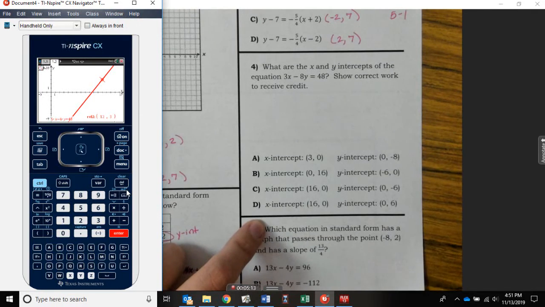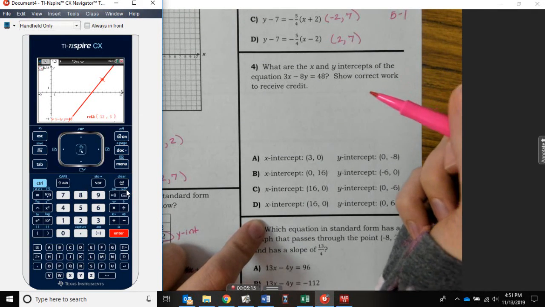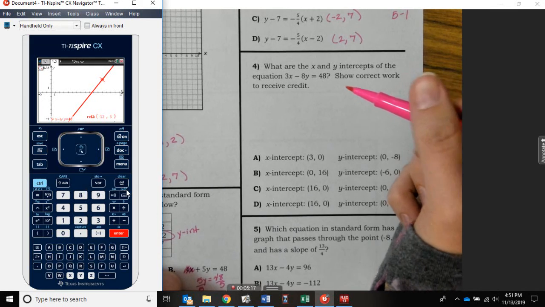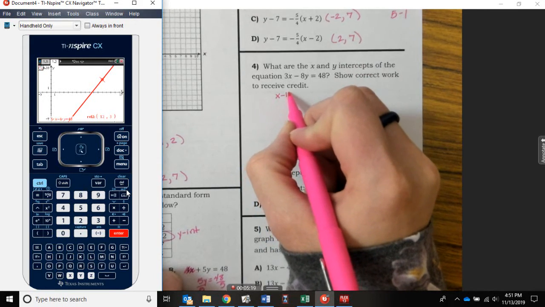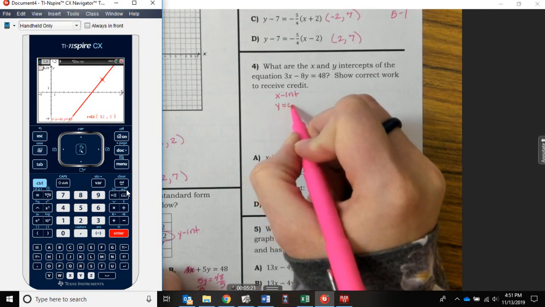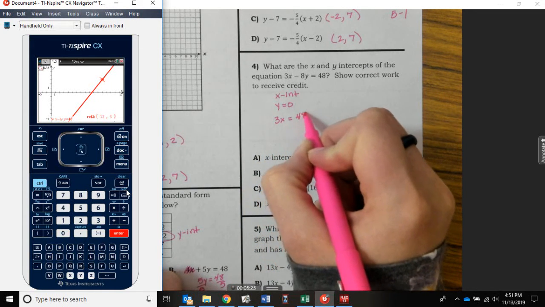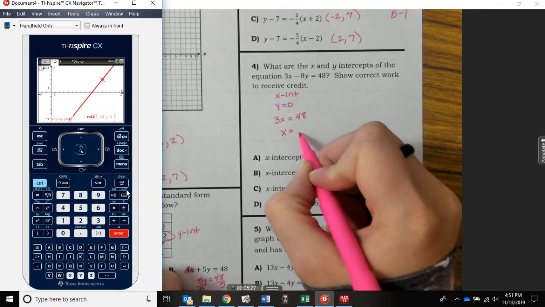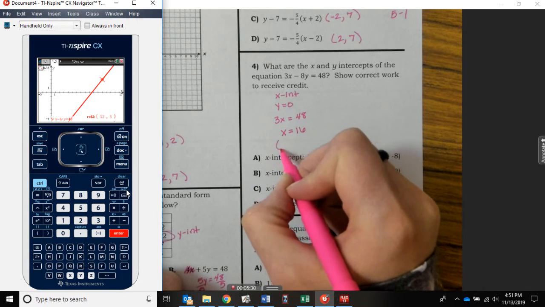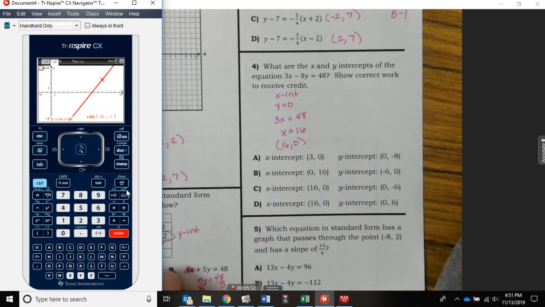Number 4. X and Y intercepts. This goes back to what I did at the end on number 2. If I want to find the x-intercept, that means y equals 0. So I have 3x equals 48. And I divide, and I get 16. So my ordered pair is 16, 0, which eliminates those.